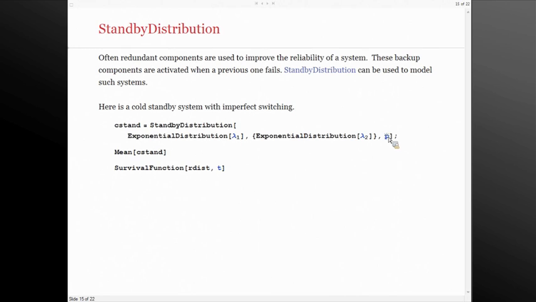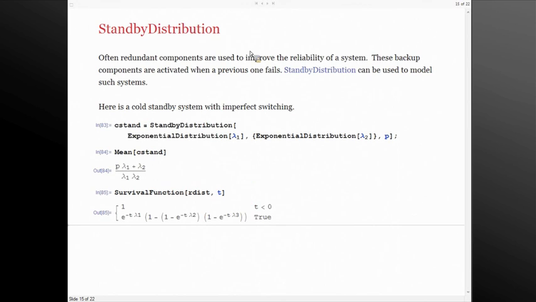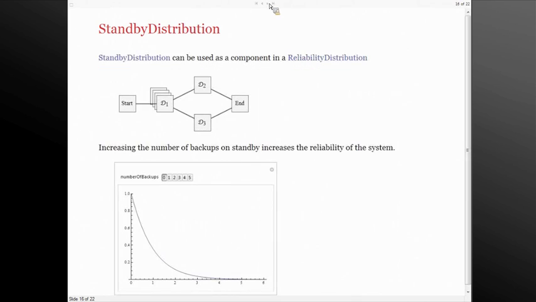Imperfect switching, what this P parameter means, it's the probability that I effectively switch over from one component to the other when one of those components fails. If I had perfect switching, it's just going to switch right over and have no trouble with a probability of 1. So here, I'm going to look at the mean. Again, it's going to be symbolic, and the survival or reliability function. The cool thing is that standby distribution can actually be used as a component in a reliability distribution.